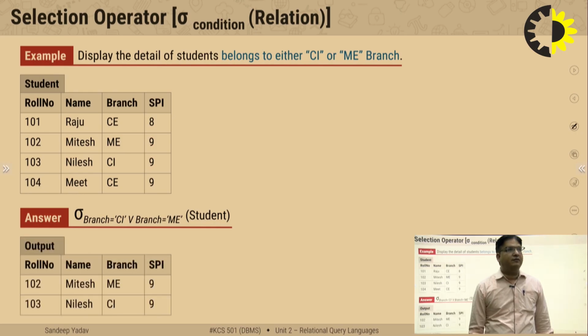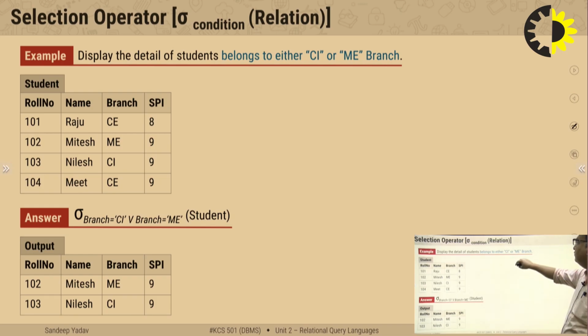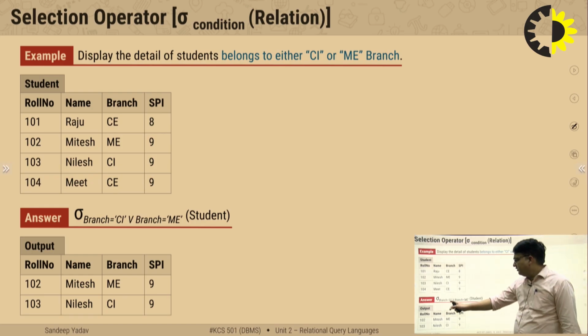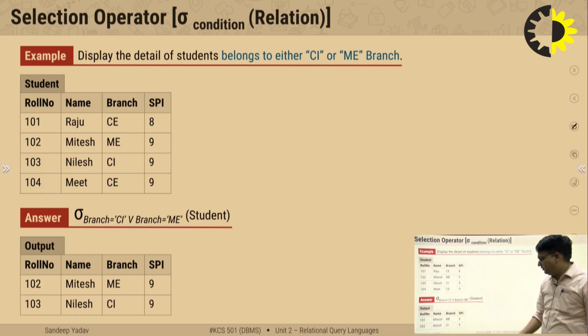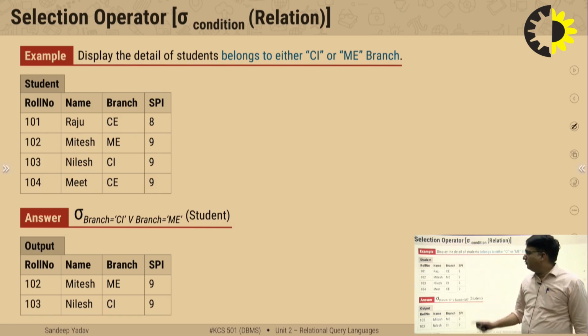Now, before proceeding further, I would like to put some more examples before you. Display the details of the students who belong to either CE or ME branch. So, here we have two conditions, either the student is of CE or ME. So, in the subsequent query, we will be writing sigma branch equal to CE or branch equal to ME, and this will be our output. So, this query will work in this way. So, this is OR.